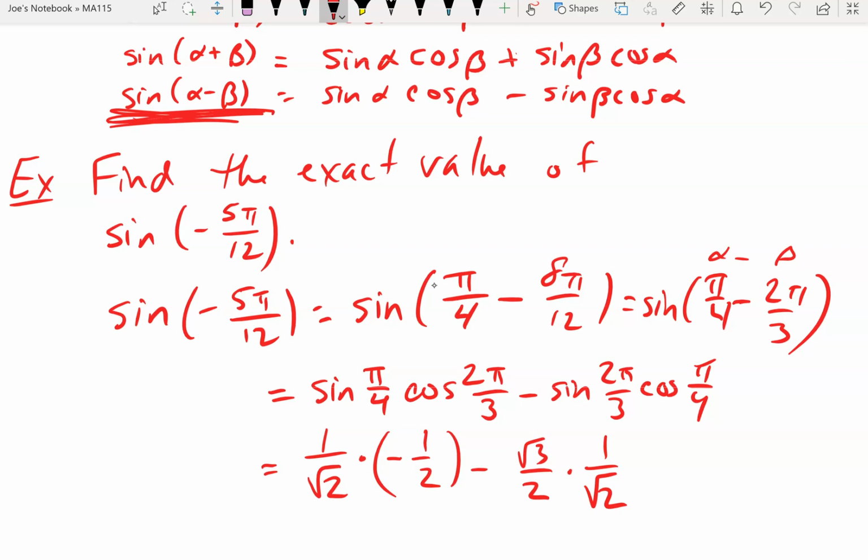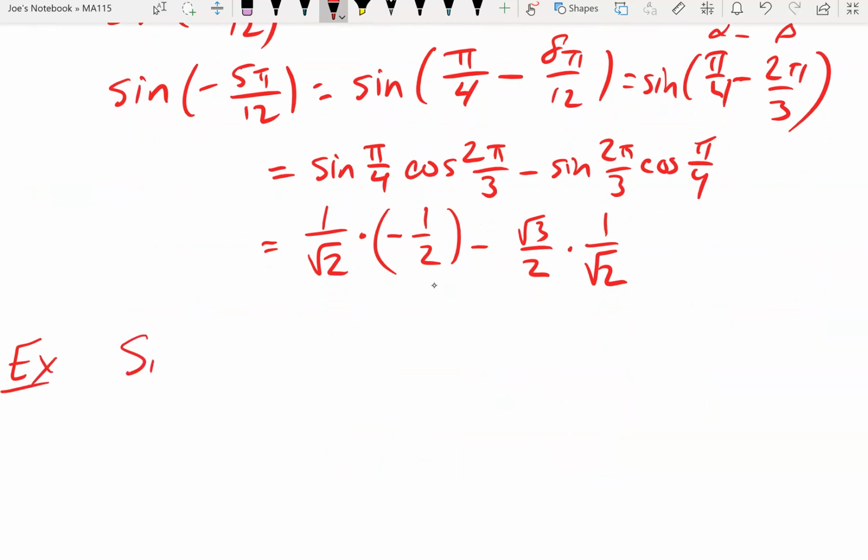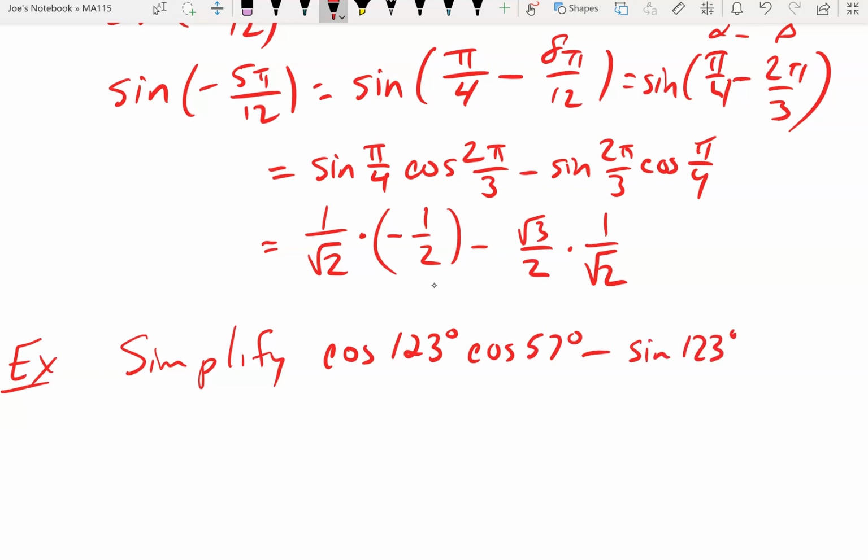Now, some of the problems in Hawks have you putting them back together. So, say it asked you to find the following. Let's say you were asked to simplify cosine of 123 degrees times cosine of 57 degrees minus sine of 123 degrees sine of 57 degrees. Oops, that should be sine. Should be cosine, cosine, sine, sine.